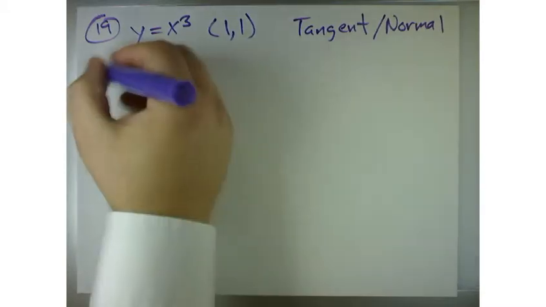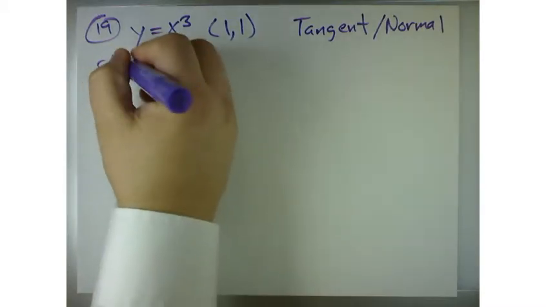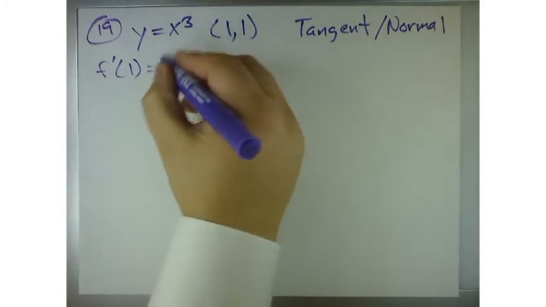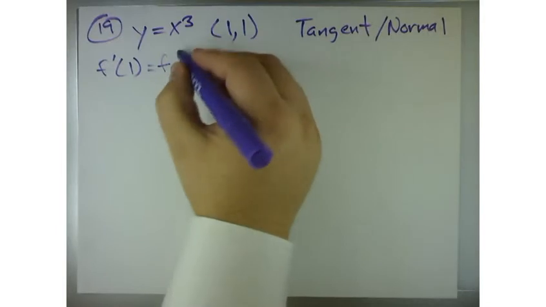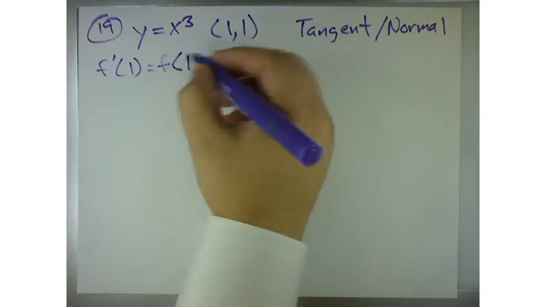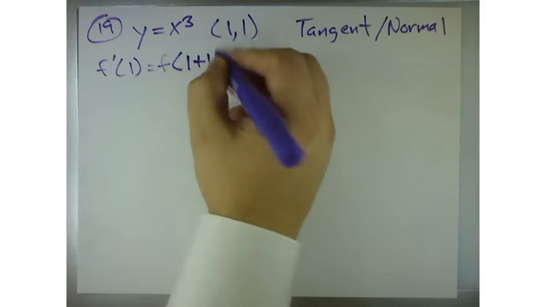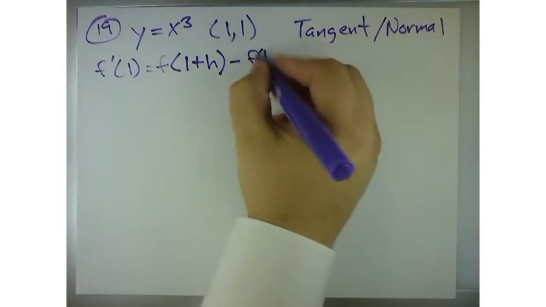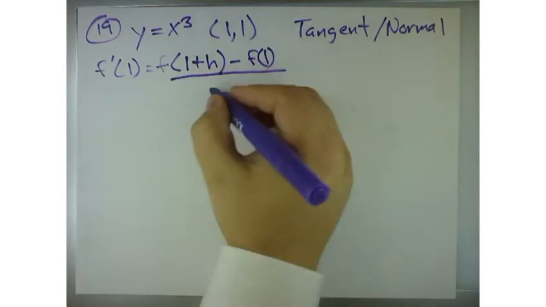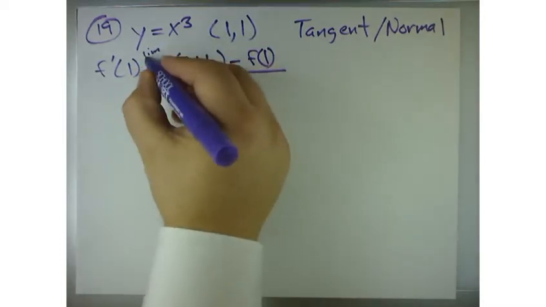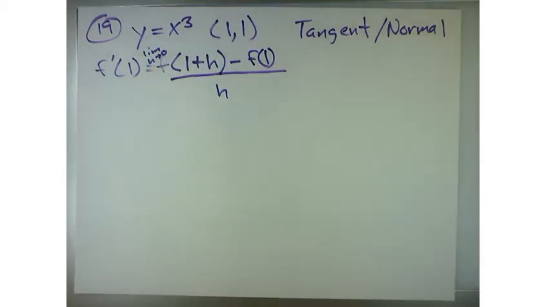So what I want is f prime of 1. Well, we've defined that, and there's lots of ways you could do this, but we've defined that as f of x plus h, I'm just going to say 1 plus h, minus f of 1, all over h. Oh, I forgot to write down that we need the limit of this, right? So it's the limit of this as h approaches 0. Well, I can't plug in the 0 because h is on the bottom.